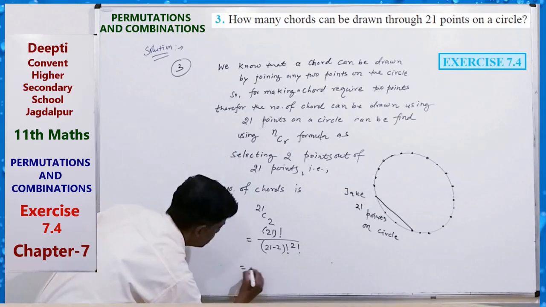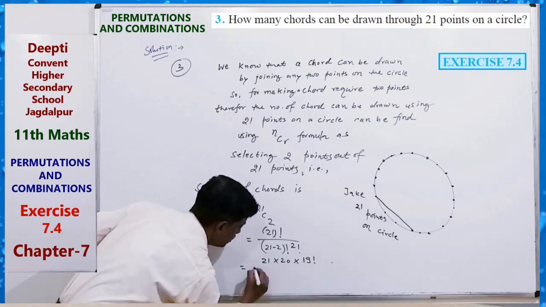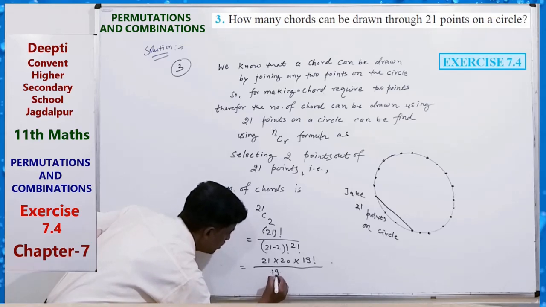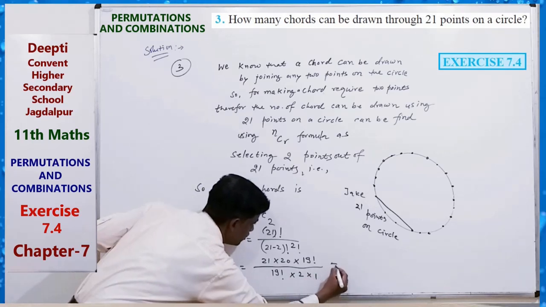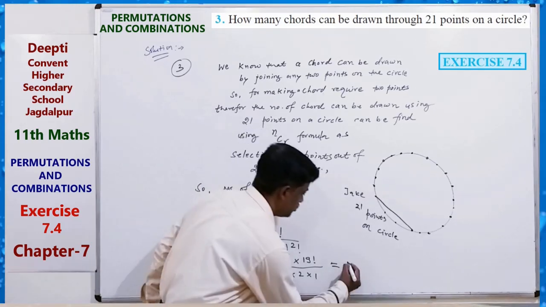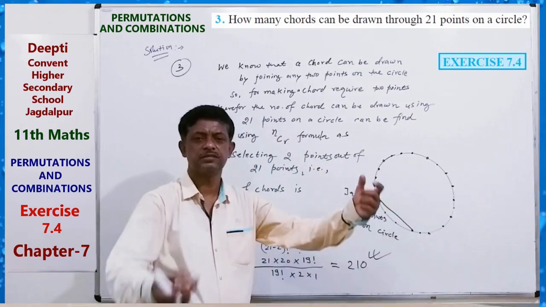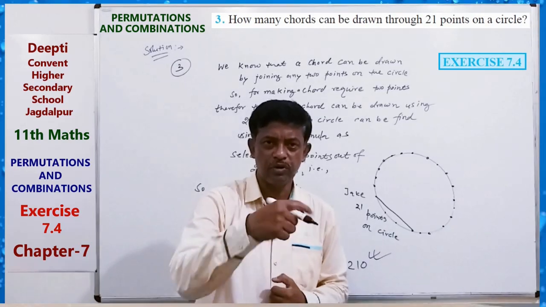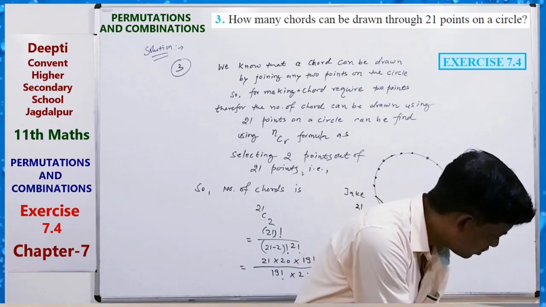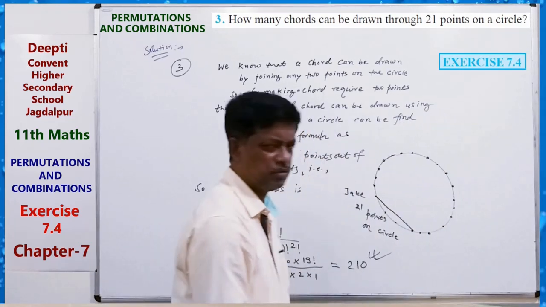So it can be solved: 21 into 20 into 19 factorial upon 21 minus 2, that is 19 factorial into 2 into 1. So 19 cancels, 20 by 2 is 10, 210. This is the number of chords, that is selecting 2 points out of 21. So 21C2 is 210. This is the answer of the third. 7.4 third: 210. Okay, so very simple.